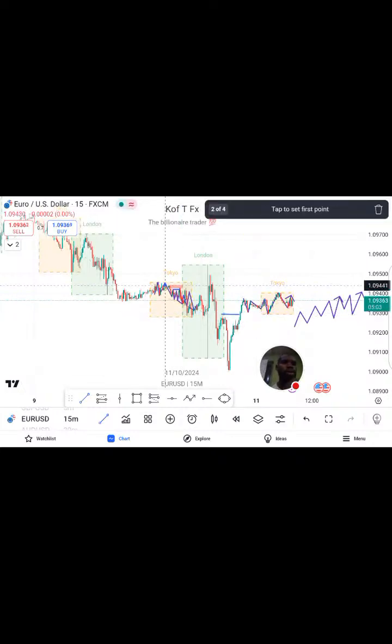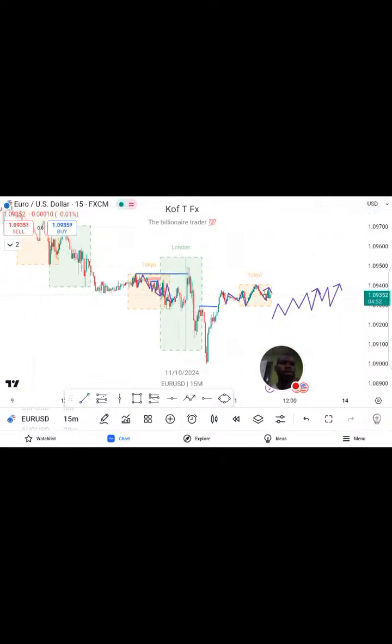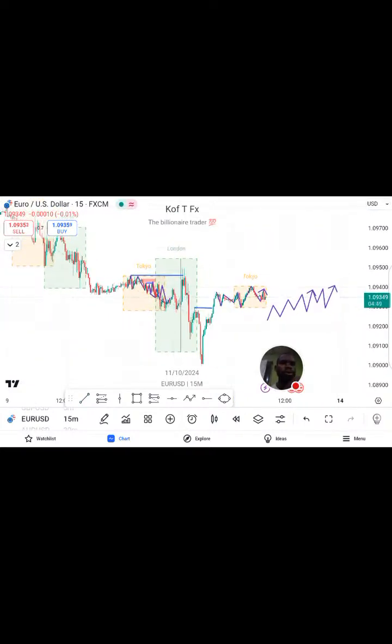And what makes this high a strong high? It also took out this high, like the previous high. So it took out liquidity. After taking out the liquidity, I think I'm seeing a bigger picture now.